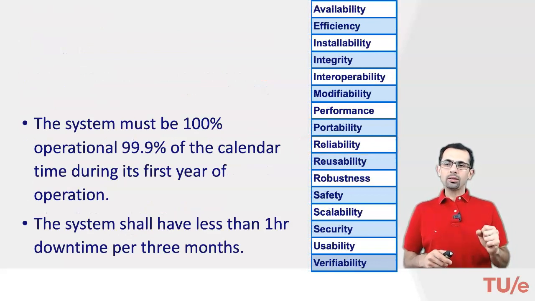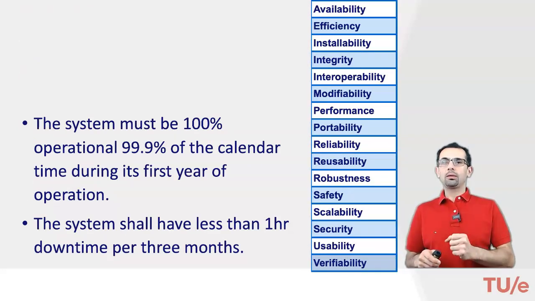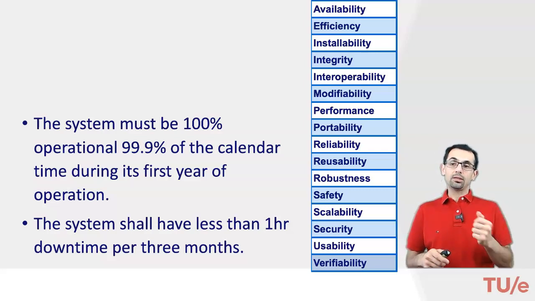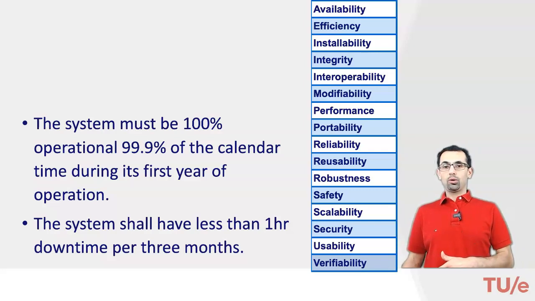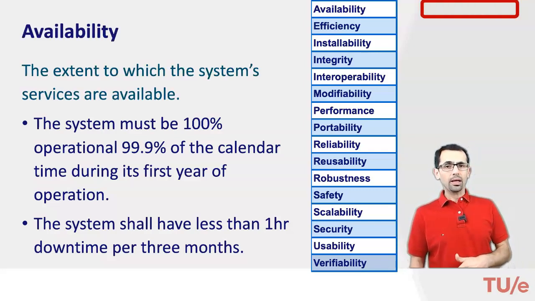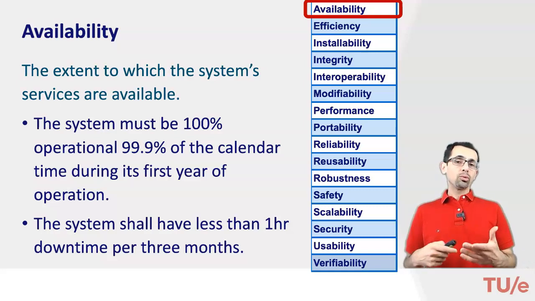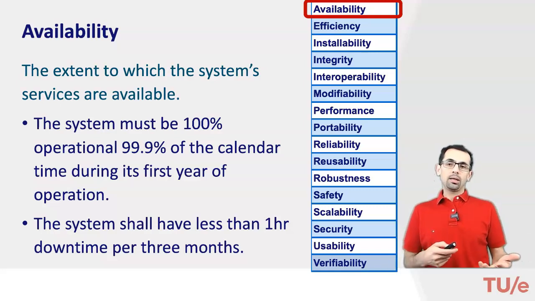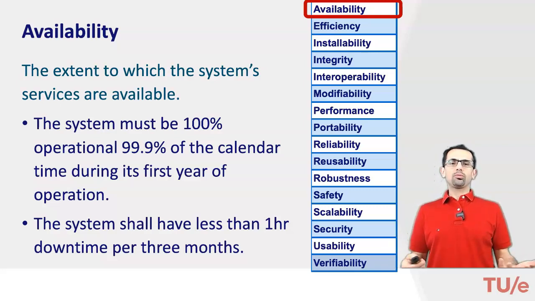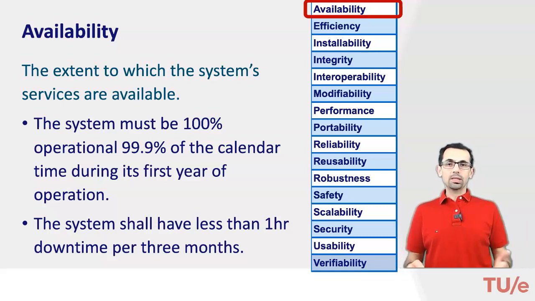The system must be 100% operational 99.9% of the calendar time during its first year of operation, or the system shall have less than 1 hour downtime per 3 months. What is that? It is basically availability, the extent to which the system services are available. Obviously you would want your system to be available all the time, 24/7, but that might not be possible under certain conditions.